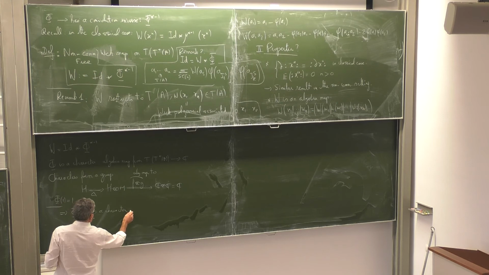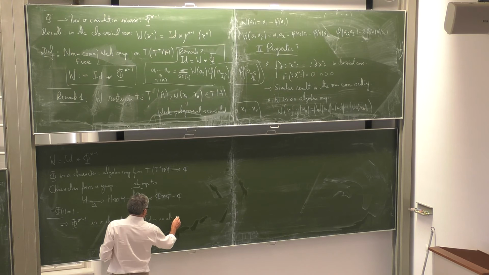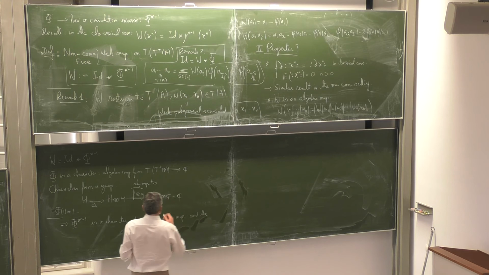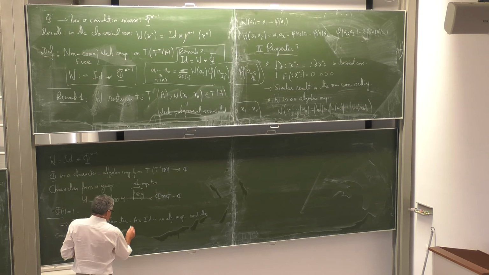And as the identity is an algebra map, and the convolution, for the reason I explained, of two algebra maps is an algebra map, then we get the property I stated.